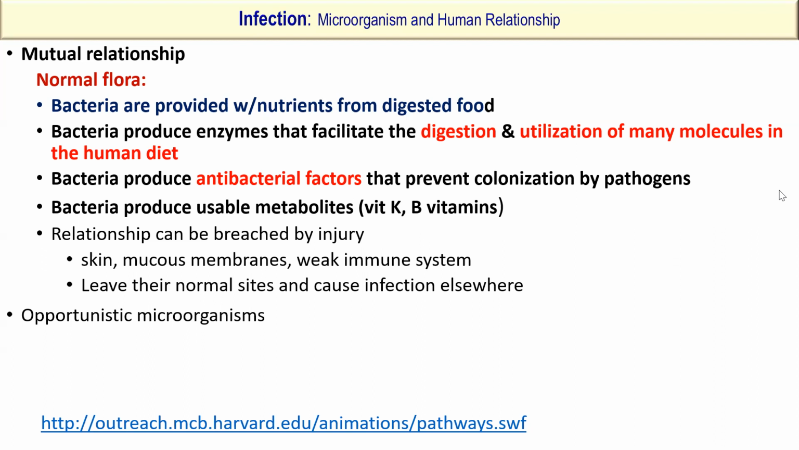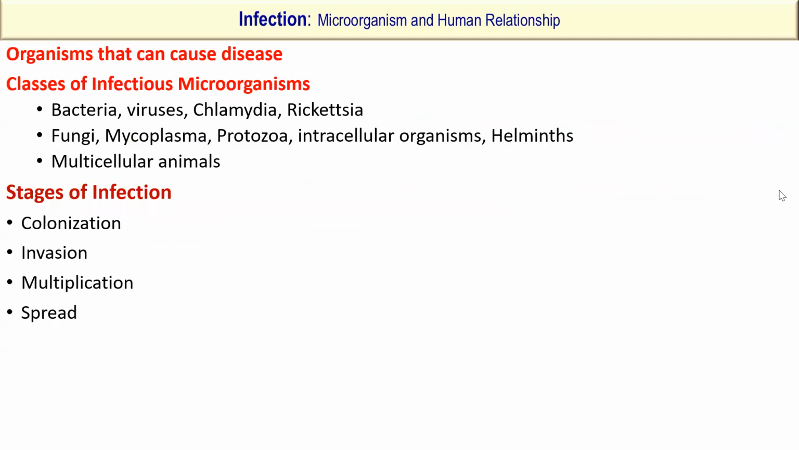And then we have opportunistic infections or microorganisms. These are microorganisms that live in harmony with the body, not causing any infections, while the immune system is competent and strong enough. But when the immune system becomes immunocompromised, these microorganisms are going to cause infections, and that is called opportunistic infections.